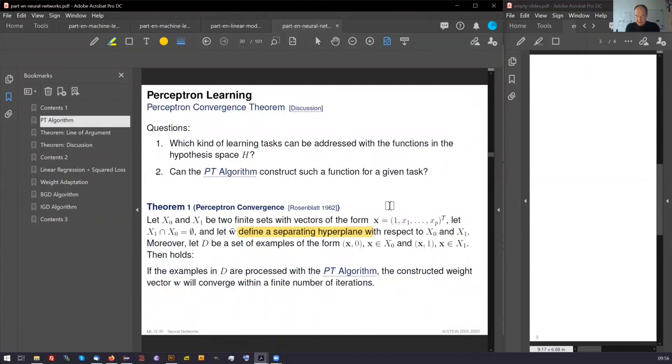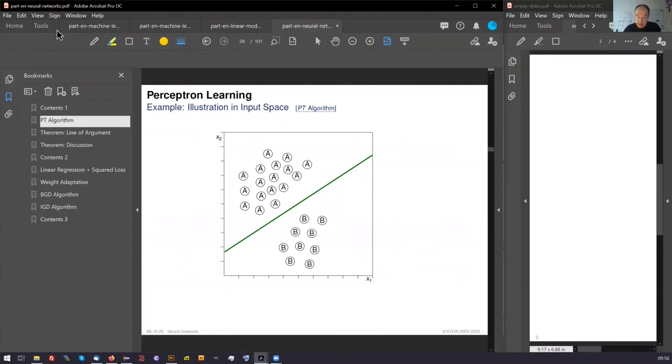Here, I've underlined a key aspect of this. Let W hat define a separating hyperplane. This means, to be mathematically strict, there is such a hyperplane. It means we are able to draw such a line. It means our problem is so simple, there's no noise, that there is space for a line which perfectly separates two classes.